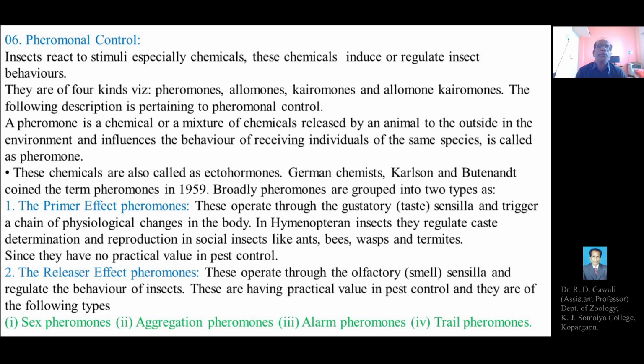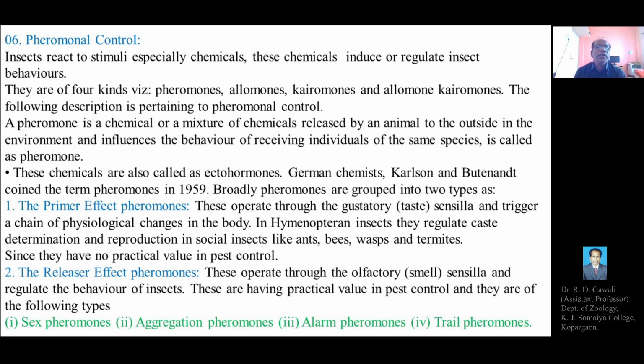There are four types of chemicals or biochemicals secreted or produced by a variety of insects, males and females of the insects, such as pheromones, allomones, kairomones, and allomone-kairomones. The following description pertains to pheromone control.